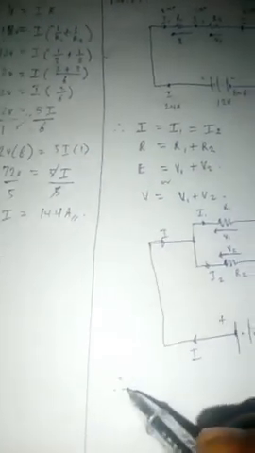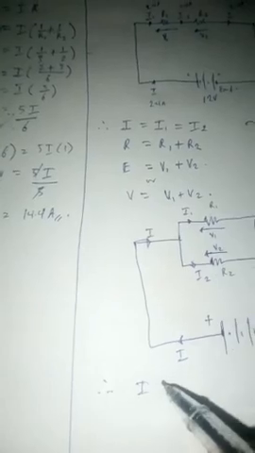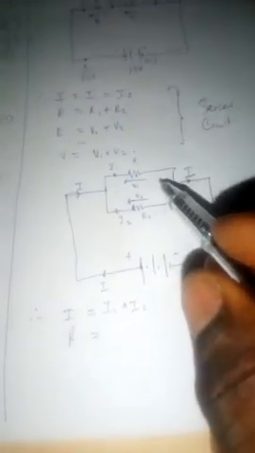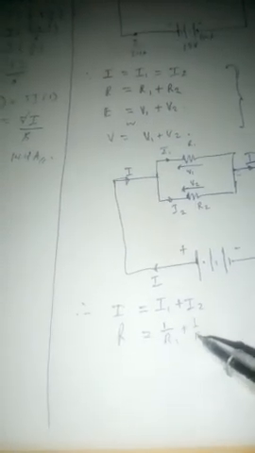In this situation, the currents are not the same. Let me reiterate by saying that the total current I, which is the incoming current, is equal to the summation of the two divided currents, which is I1 plus I2. Then for the resistance, since it's in parallel, the total resistance in the circuit will be 1 over R1 plus 1 over R2.